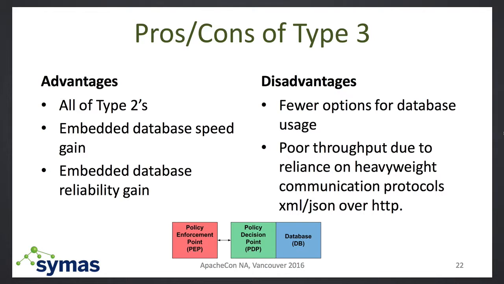But you've got some disadvantages. Now that we've bound this database and the decision point together, now we've got fewer options for the database. So it's not like we can just use any SQL engine. You've got to have something that can run embedded with that. So we reduced our options there. And we still have poor throughput because we're still using HTTP.